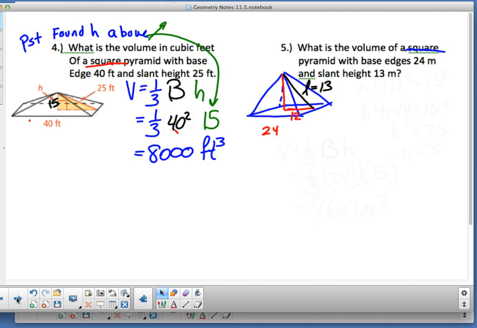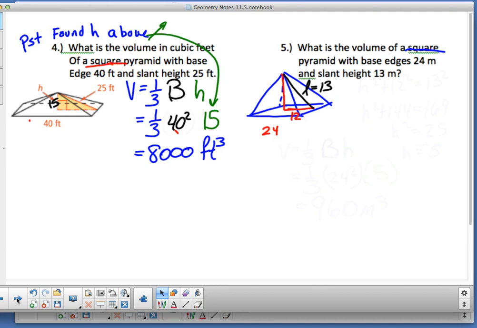Okay, pyramids and prisms are named by their bases. So what is the volume of a square pyramid with base edges 24 meters and slant height 13? Read the question, try to sketch your own, look at my sketch, and compare them. I'm telling you, there will be a question on the test. You have to come up with the sketch. You have to decide what to do based on the words in the problem, not the stuff in the diagram.